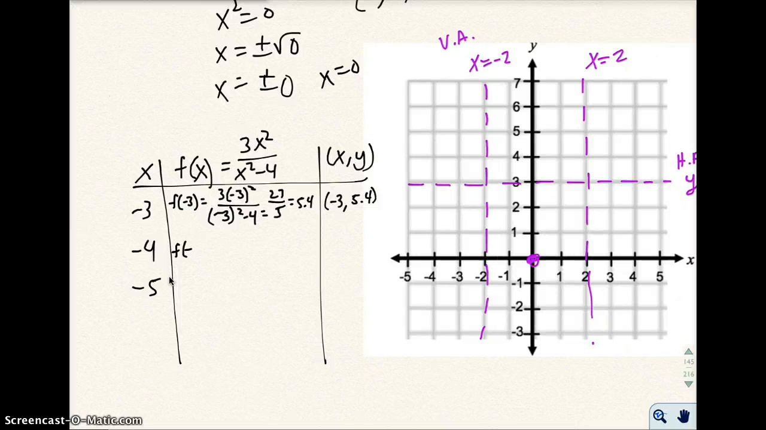f of negative 4 is going to be 3 times negative 4 squared, all over negative 4 squared minus 4. I get 16 times 3, which is 48. And here I get 16 minus 4, which is 12, which gives me 4. So I get negative 4, 4. And then I do f of negative 5.